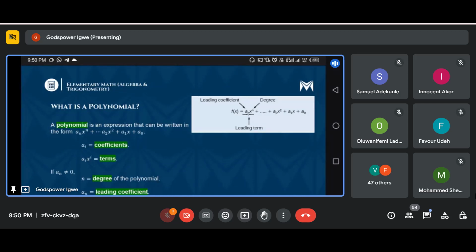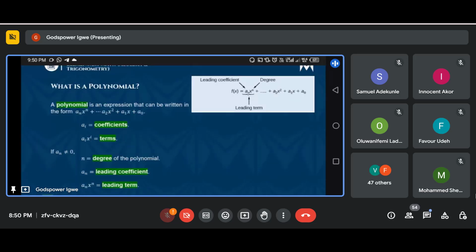What is a polynomial? A polynomial is an expression that can be written in the form a_n x raised to the power n plus a_(n-1) x to the power n-1 and so on. Here a_i is the coefficient, and each one added to the x is called a term. If n is not equal to 0, then n is the degree of the polynomial.